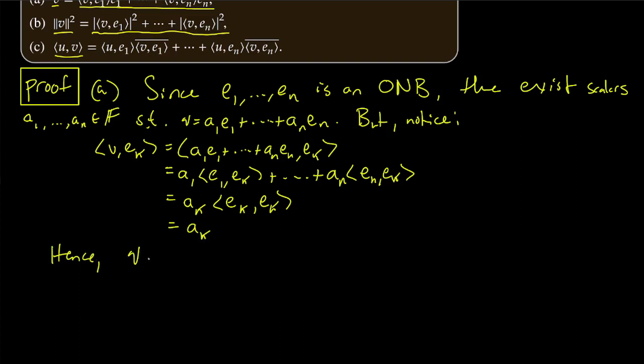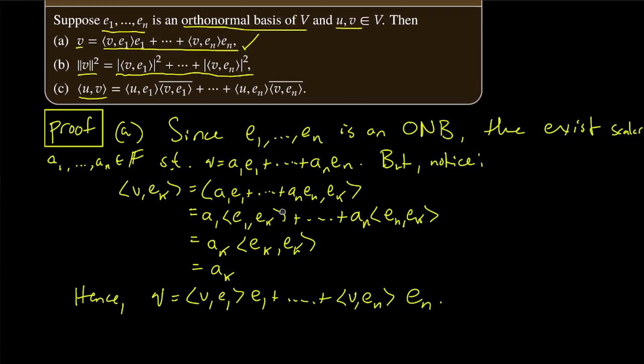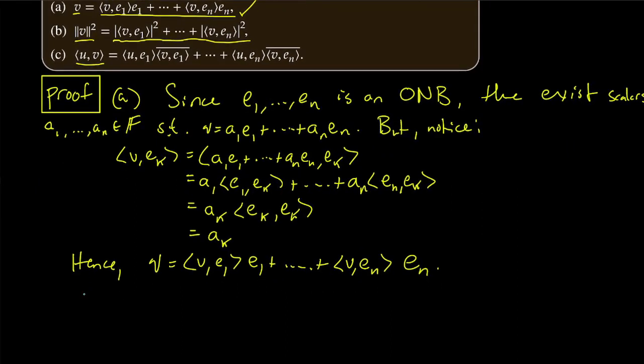Hence, V is equal to V E1 plus dot dot dot all the way down through V EN, inner product EN. Bada boom. Look at that. Kind of nice, yeah? So we've got our first result. Check. Second one, not too bad.